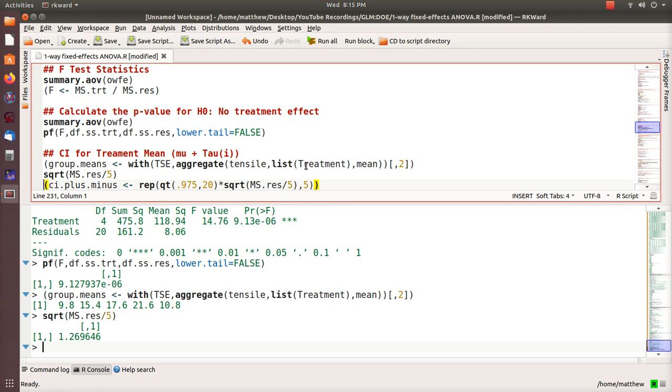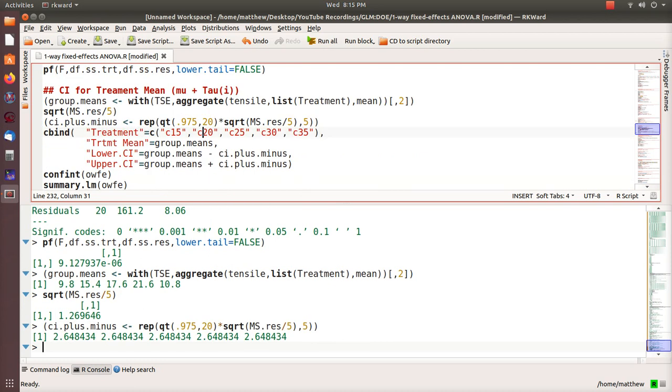So now we create the plus minus part of the confidence interval. So notice this piece over here, the square root of the mean square divided by 5. That's the standard error associated with each group effect. And then the t value is this, the t sub alpha over 2. That's what this represents. Now I repeated it 5 times because I'm going to do this in a vector. I'm going to take these group means that we've already printed out and just add this and subtract this, and that's going to create the confidence interval.